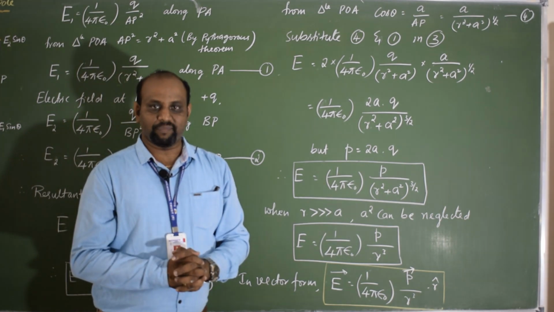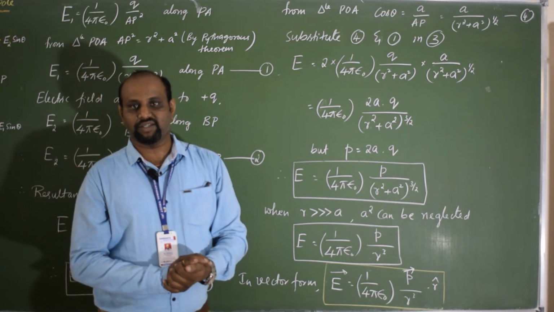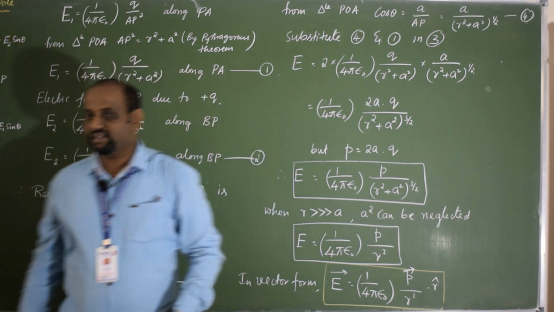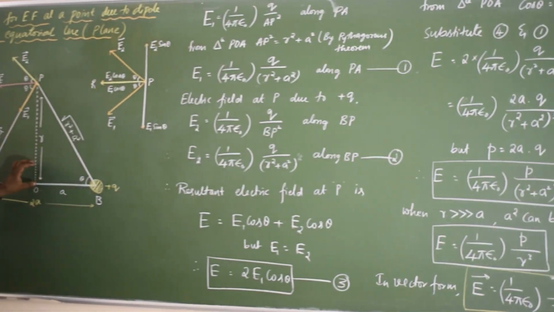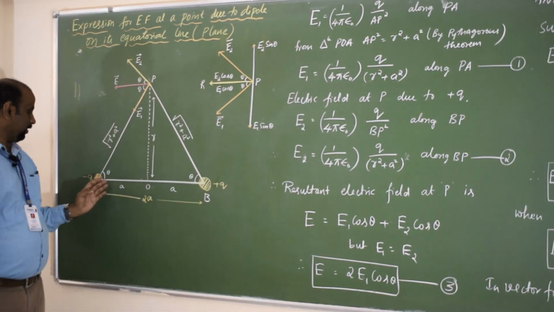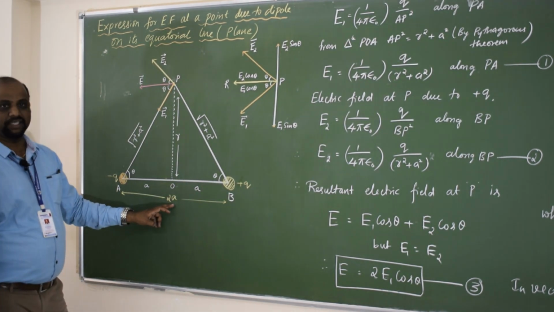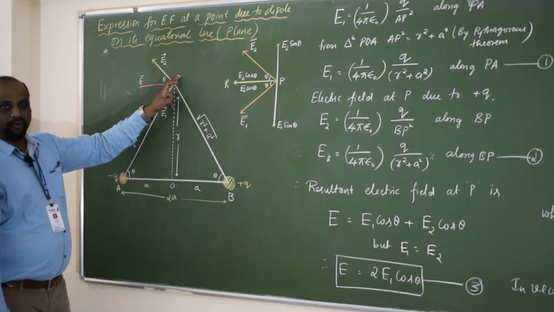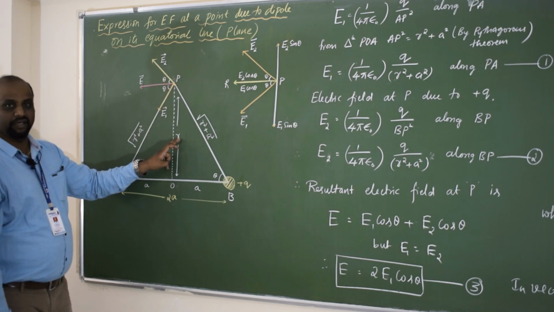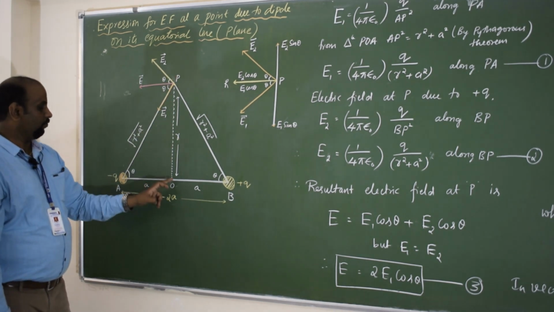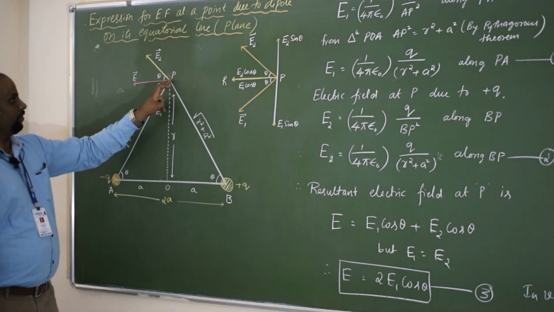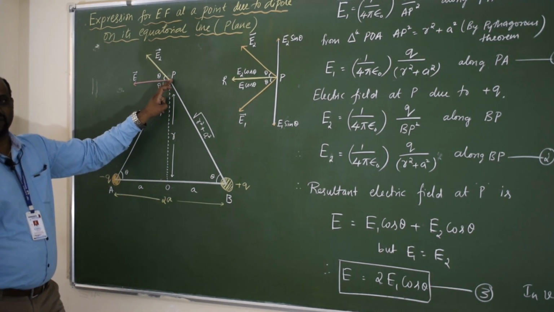Once again, I will repeat, this is very important from the examination point of view. Consider a dipole having two charges, one negative and the other positive, separated by a distance 2a. Let P be a point at a distance r from the midpoint of the dipole. We need to find the electric field at the point P.